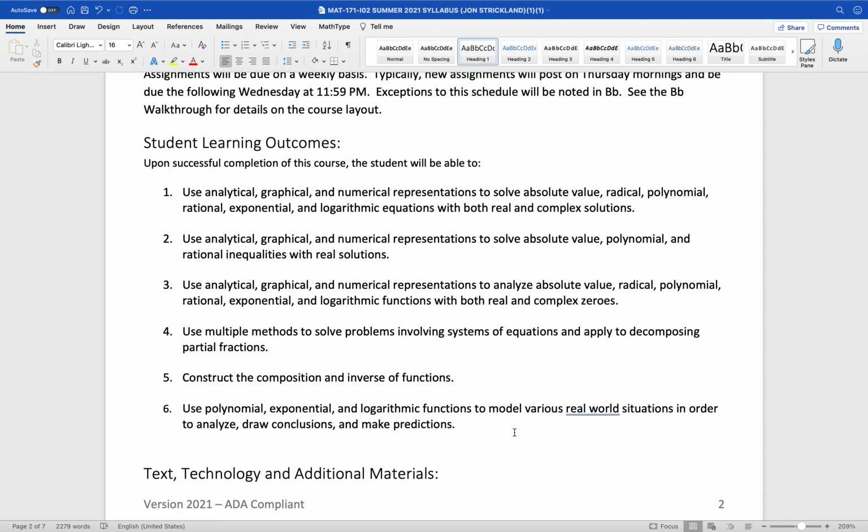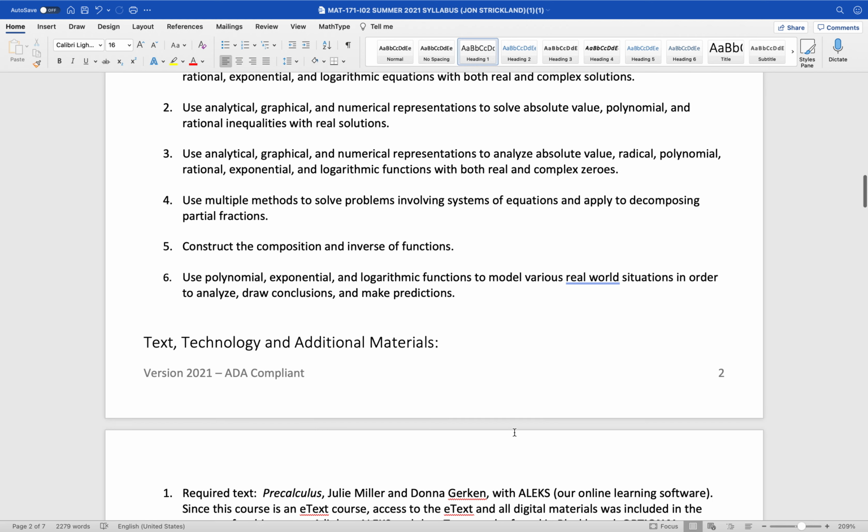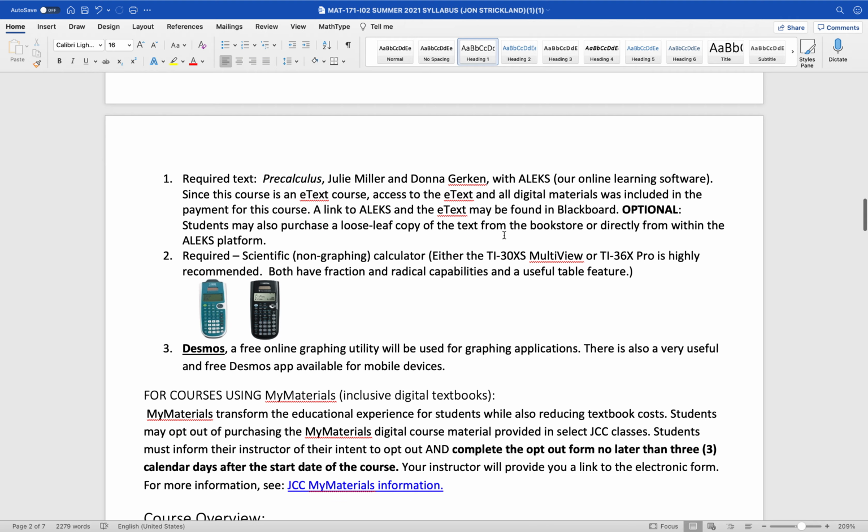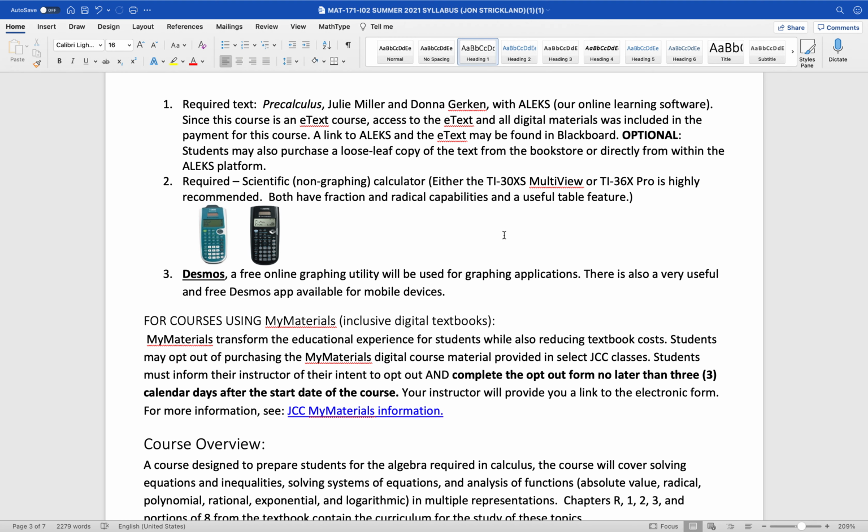and make predictions. Now, in terms of the textbook and the technology for the course, the required textbook is Pre-Calculus by Julie Miller and Donna Gerken with ALEX, which is going to be our online learning software, and I'll get into some details regarding this. For the tools for calculating, ALEX is going to have its own calculator, but in terms of what you have at hand, you're required to have a scientific or non-graphing calculator.